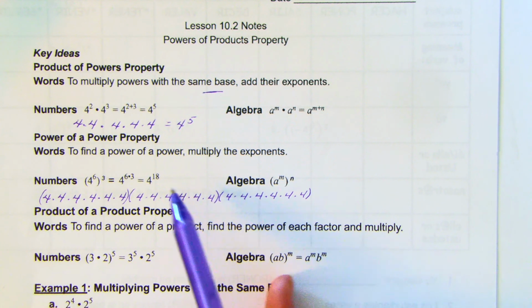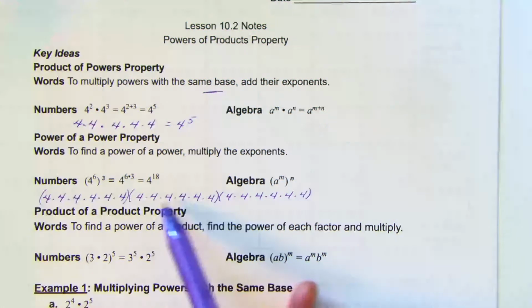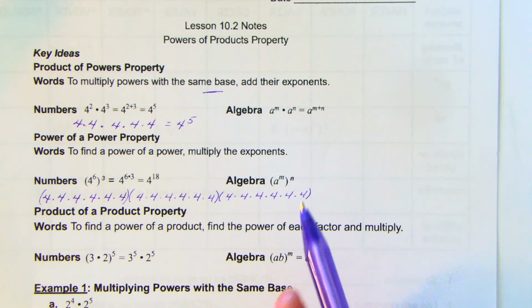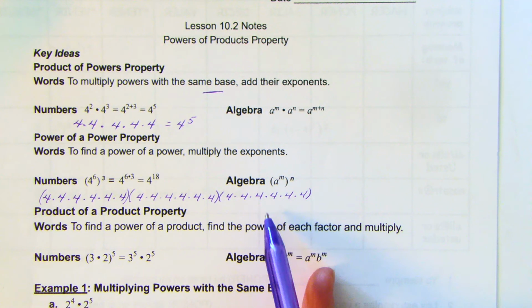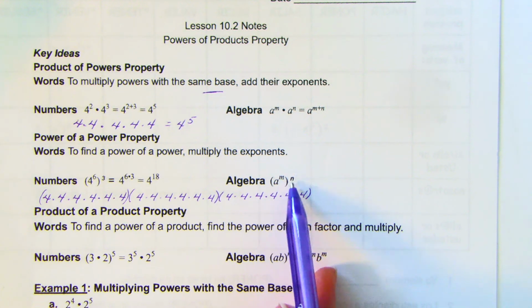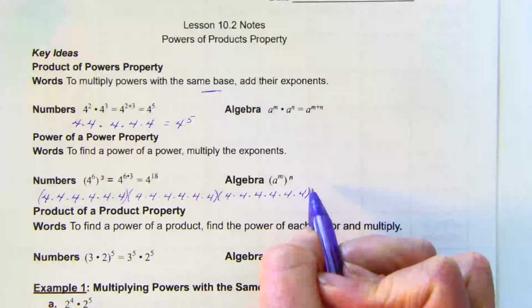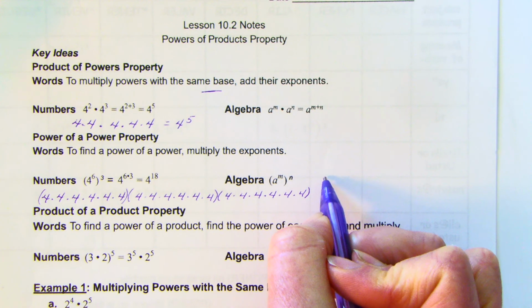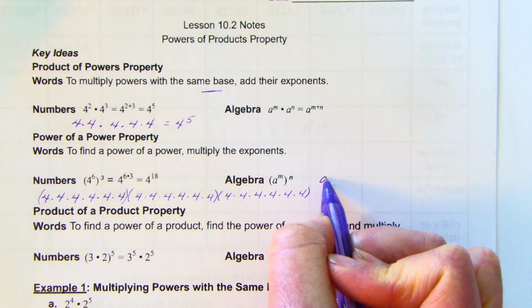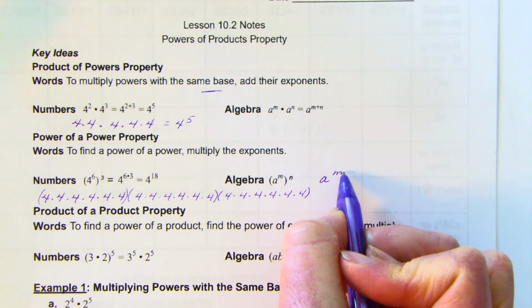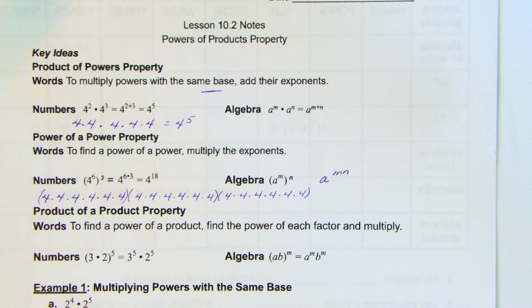Isn't it nice to be able to write 4 to the 18th power instead of having to write it all out like that? Written algebraically, you multiply the exponents: a to the m, to the n power, is a to the m times n.